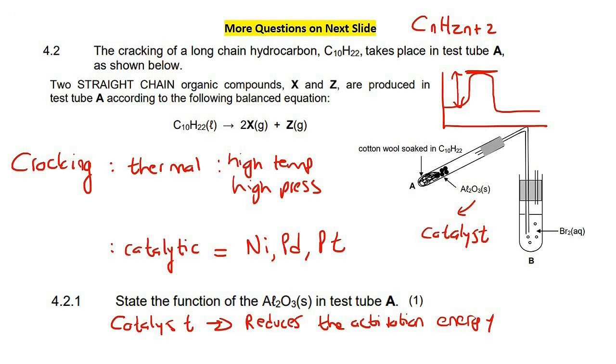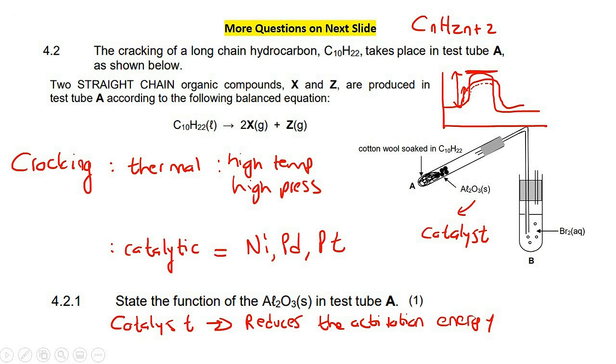When you use a catalyst, that becomes lower. And so instead of going all the way up to the top, it can actually just go up to here and then go that way. Okay? So a catalyst reduces the activation energy.